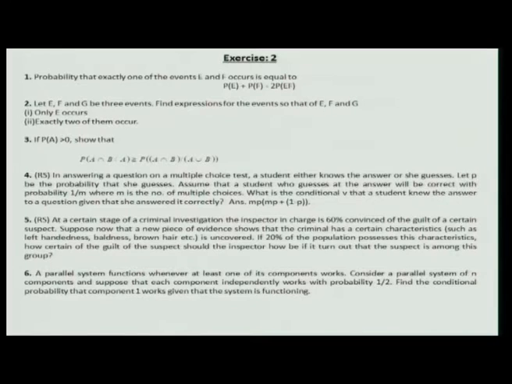Problem 6 says a parallel system functions whenever at least one of the components works. Consider a parallel system of n components and suppose that each component independently works with probability 1/2. Find the conditional probability that component 1 works given that the system is functioning. So, here you have to use the concepts of independence and conditional probability.